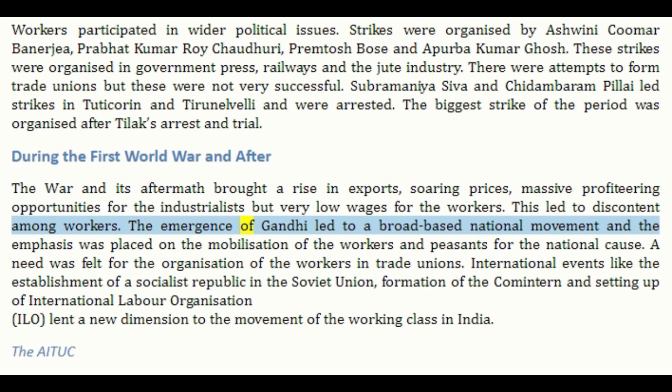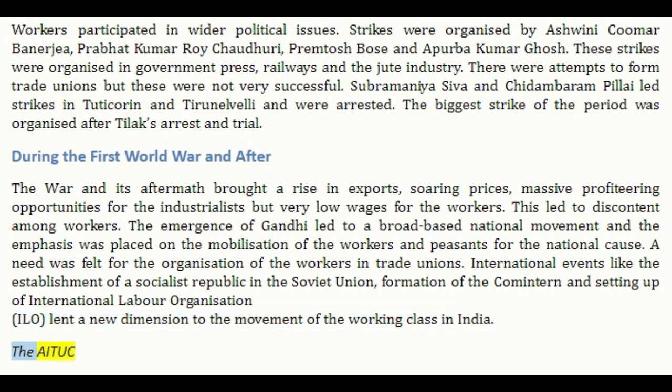The emergence of Gandhi led to a broad-based national movement and the emphasis was placed on the mobilization of the workers and peasants for the national cause. A need was felt for the organization of the workers in trade unions. International events like the establishment of a socialist republic in the Soviet Union, formation of the Comintern, and setting up of the International Labour Organization, ILO, lent a new dimension to the movement of the working class in India.